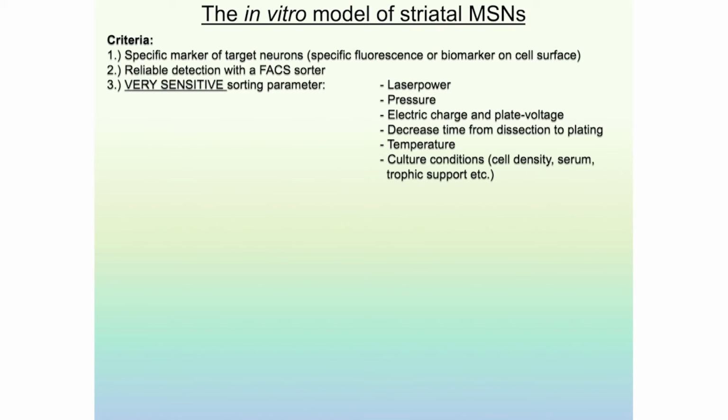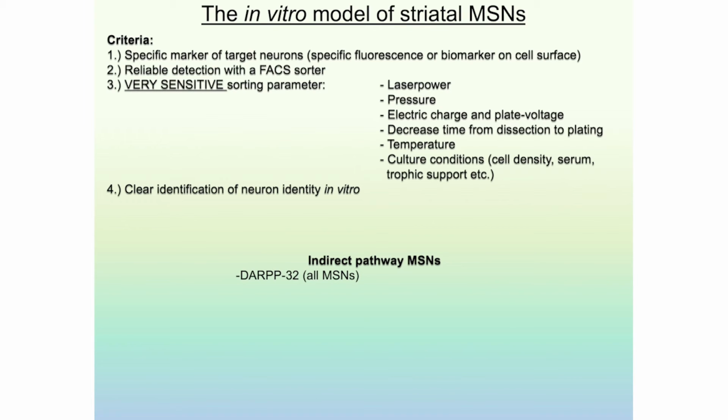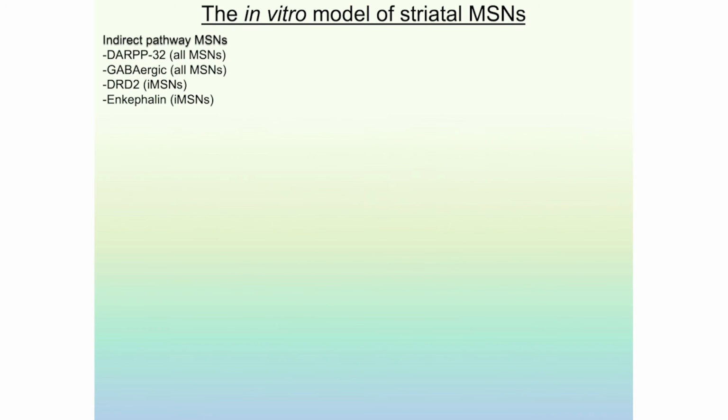So, of course, the culture conditions are also important, meaning cell density, presence or absence of serum, serum concentration, trophic support, etc. The next step was then to not only identify these neurons by DARPP-32 expression or GFP, but by specific markers. And I just want to quickly present our data on the indirect pathway medium spiny neurons. Of course, they express DARPP-32. They are GABAergic like all medium spiny neurons. They specifically express dopamine receptor 2 and enkephalin, a marker for dense core vesicles.